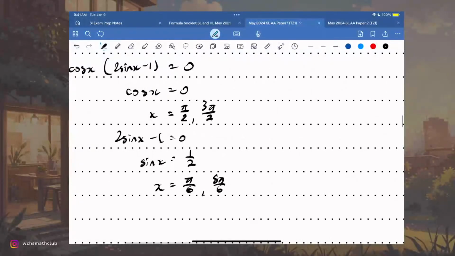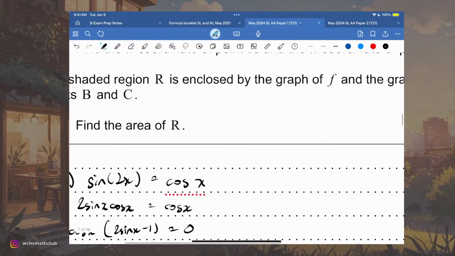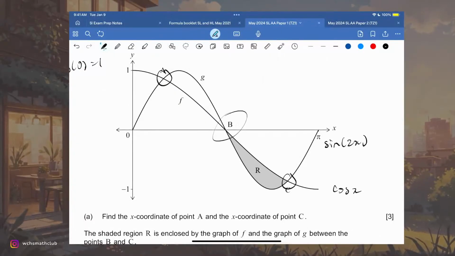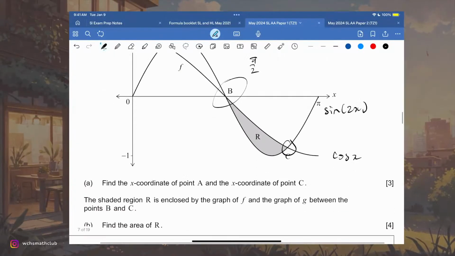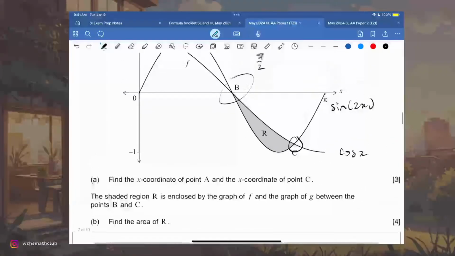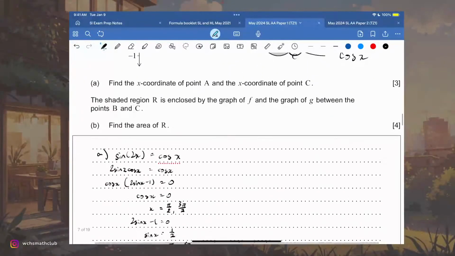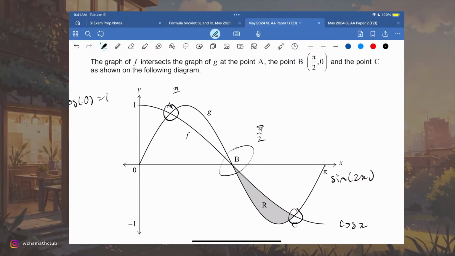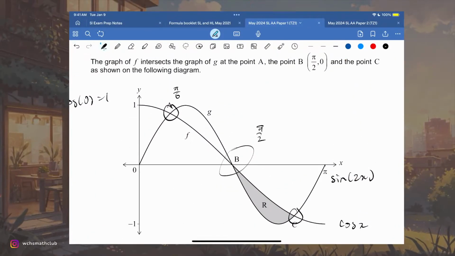Okay, so if we look back up at this diagram right here, this is pi over 2. This solution right here, 3 pi over 2, is actually outside our domain. And then on the left and right side, we have pi over 6 and 5 pi over 6. So this one would have an x-coordinate of pi over 6. This one would have 5 pi over 6.